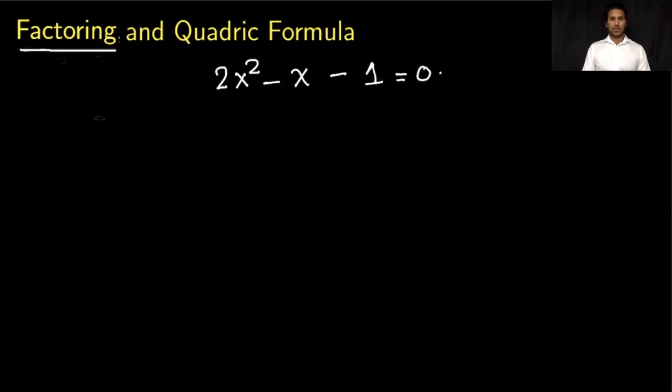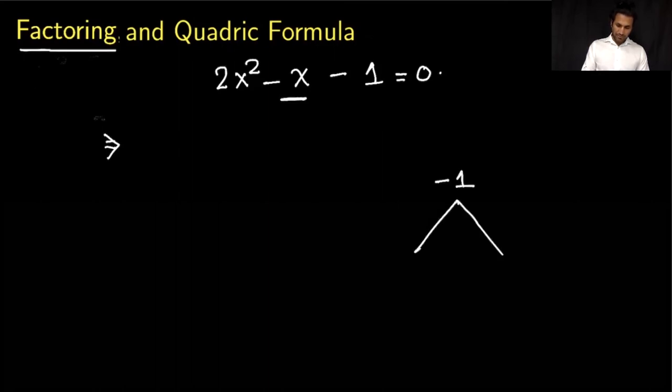Here I have one more example, and in this example you can see that the coefficient of x square is not 1, in fact it is 2. So we will not be able to factor this polynomial in one step. In this case we will use the AC method. Let me show you what the AC method is. To use the AC method, first you have to locate the coefficient of the middle term, which is -1 in this case.